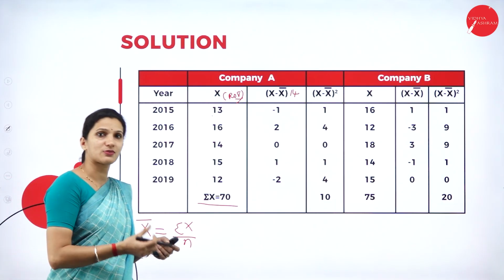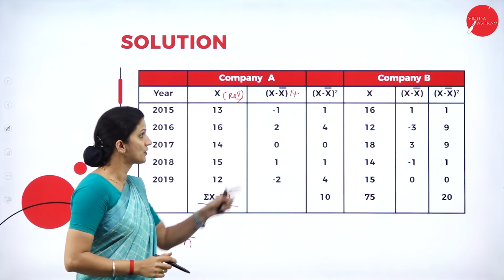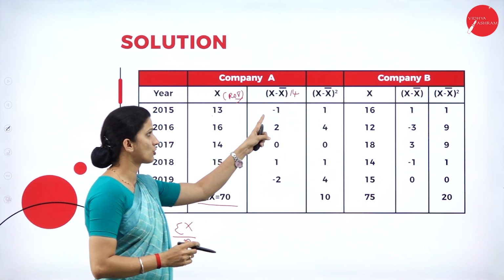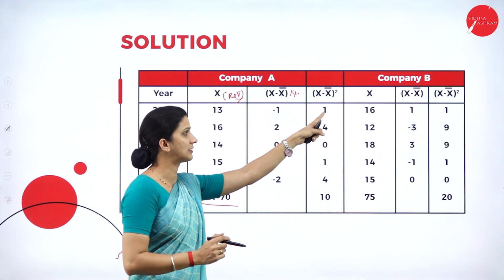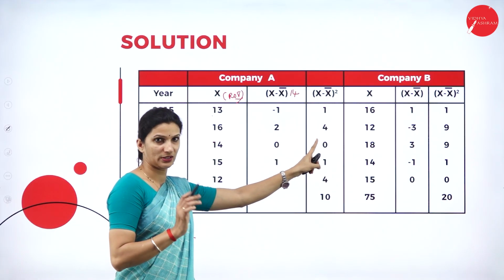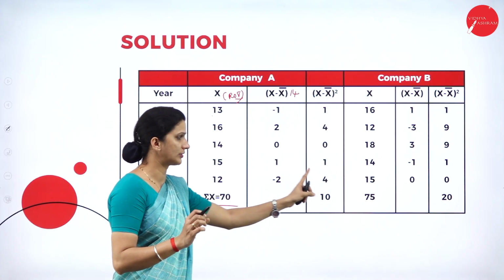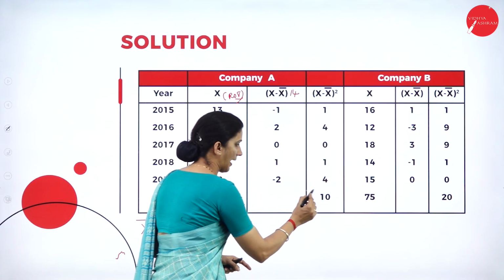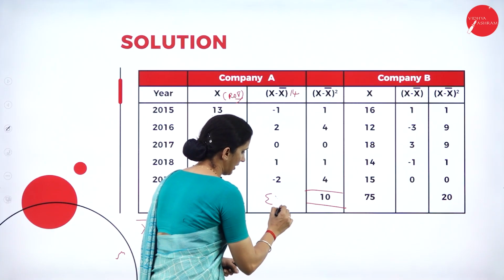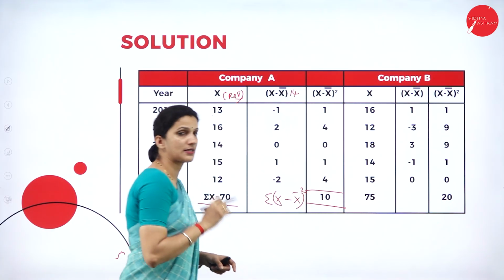Now we'll do the square, that is X minus X bar whole square. So we need to multiply these. Minus 1 into minus 1 is 1. Then 2 into 2 is 4. 0 into 0 is 0. Then 1 into 1 is 1. Then minus 2 into minus 2 is 4. So sigma of X minus X bar square is 10.